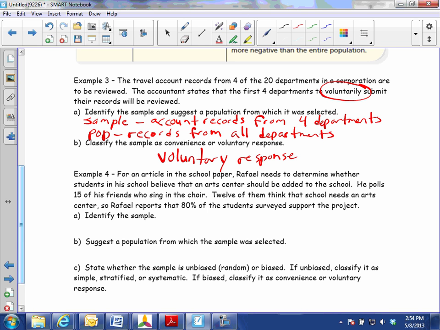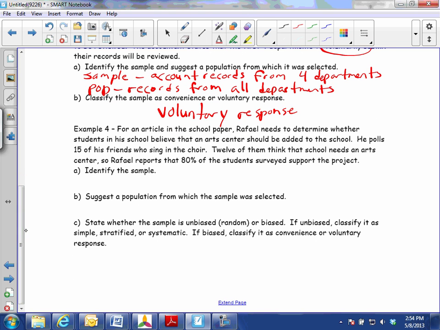Alright, and then example 4 says, for an article in the school paper, Raphael needs to determine whether students in his school believe that an art center should be added to the school. He polls 15 of his friends who sing in the choir. 12 of them think that the school needs an art center, so Raphael reports that 80% of the students surveyed support the project. What's our sample? 15 people in the choir. It's very biased, and they're his friends.